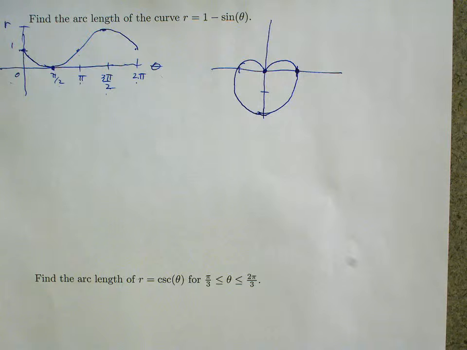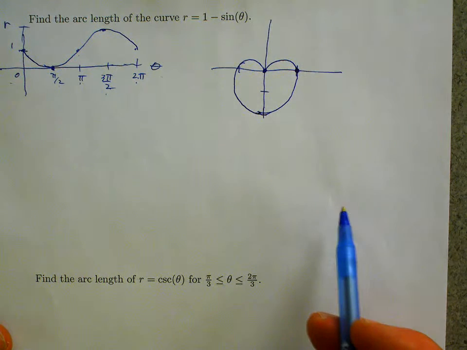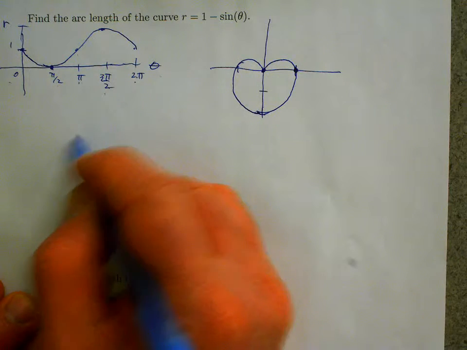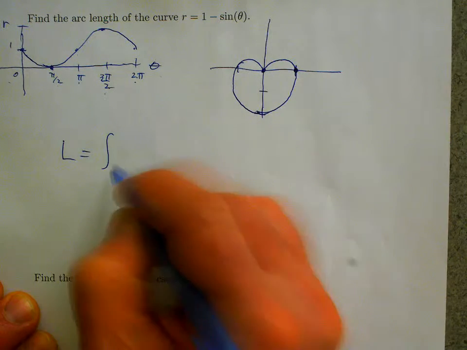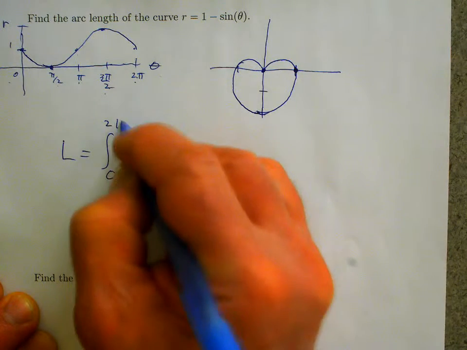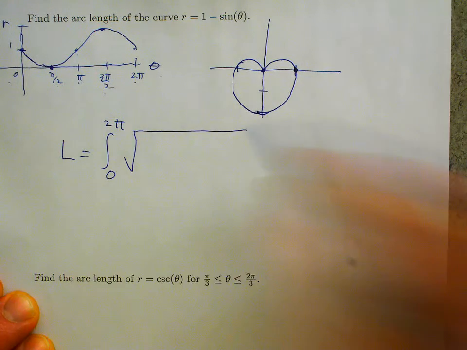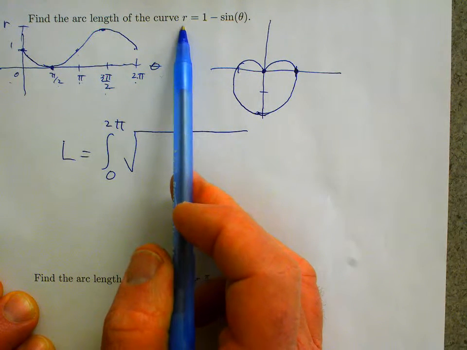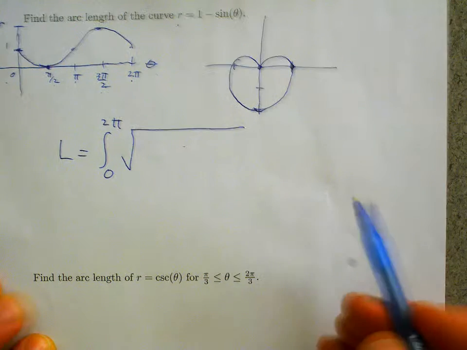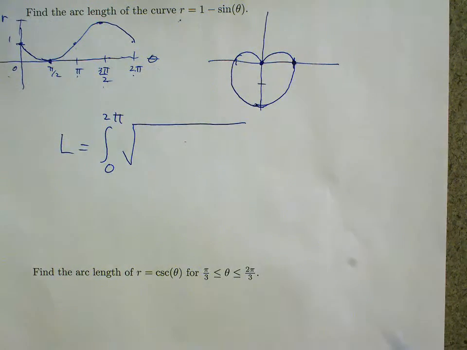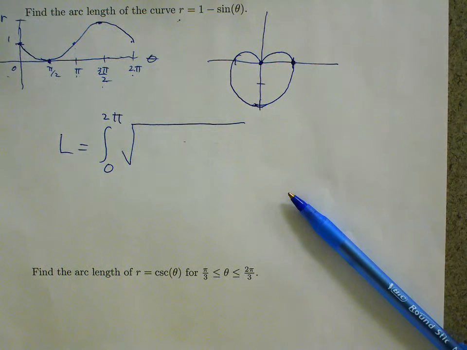We're out of time, but just use the arc length formula. I can at least set it up from 0 to 2 pi, and then the square root of dr d theta squared plus r squared. I guess I don't have time, but use the formula that we derived on the previous page to finish that. So that's all for today, I guess.